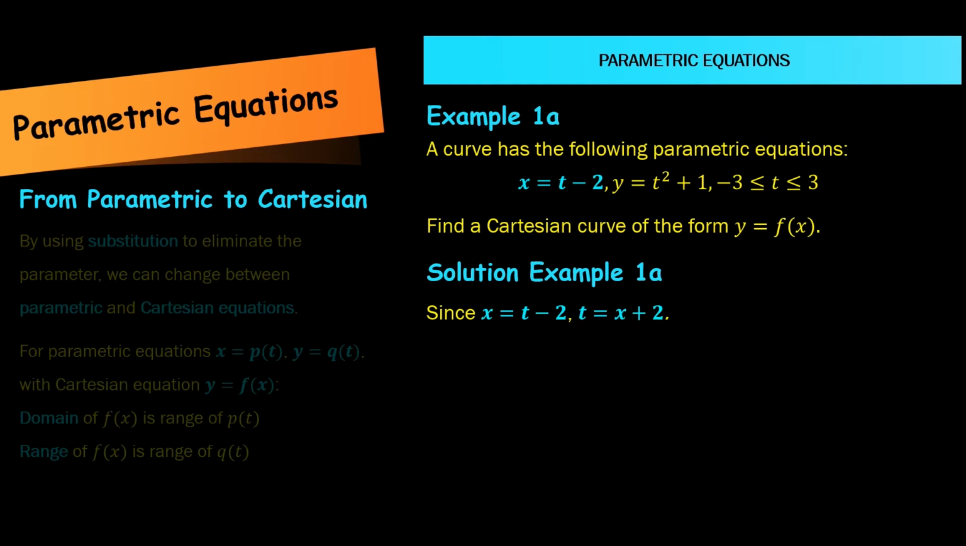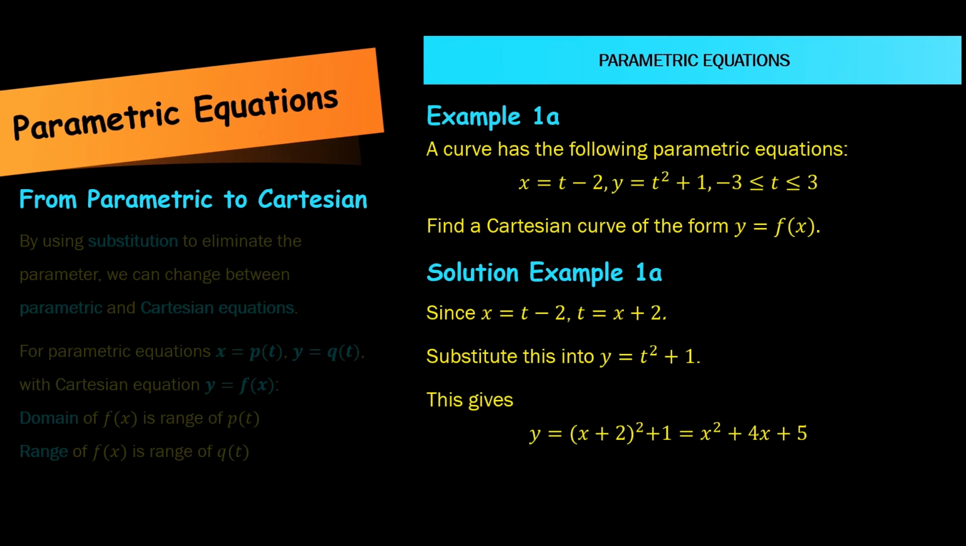Since x equals t minus 2, we can rearrange this to obtain t equals x plus 2. We can now plug this in to y equals t squared plus 1 to give us y equals x plus 2 all squared plus 1. Expanding this gives us y equals x squared plus 4x plus 5. And so we have our function y equals f of x.